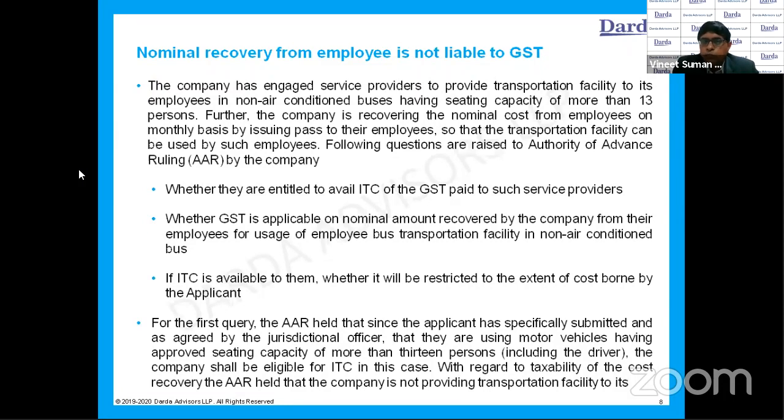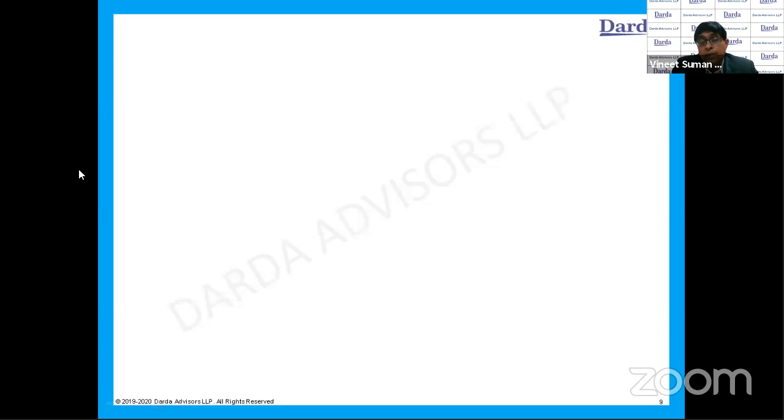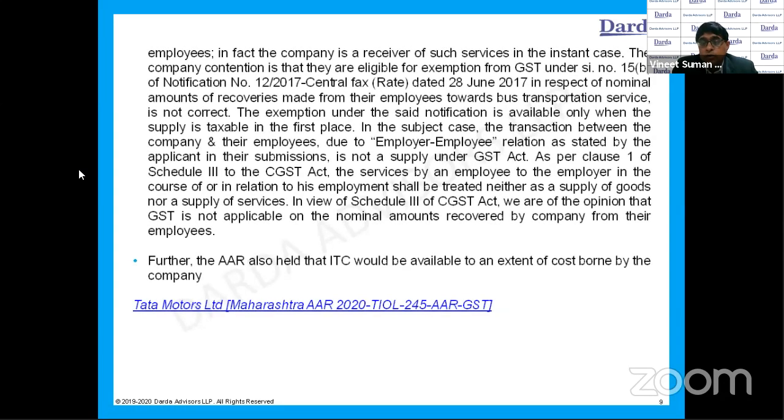In the first query, they said yes, you can take the credit because the law has allowed you to take the credit. On the second query, very interesting, they asked to claim the benefit of the exemption notification, and this is the answer they gave. They said under clause 1 of Schedule 3 of GST, any employer-employee transaction between the company and employee is outside the purview of GST, and being a nominal recovery, it will not be considered as a supply of service. So the question of liability does not arise.